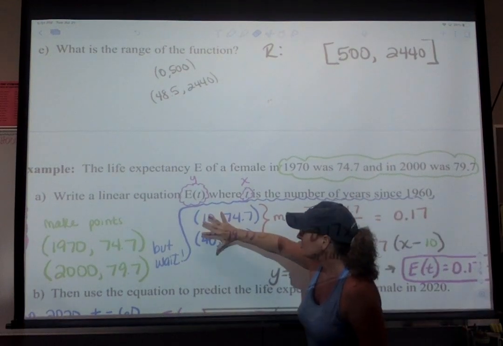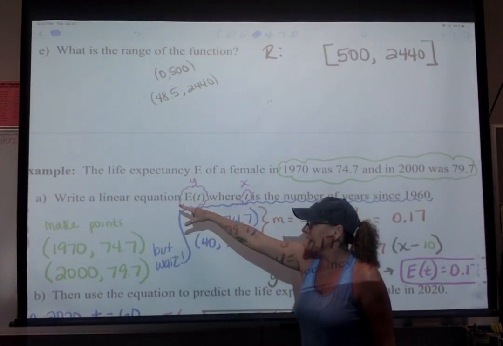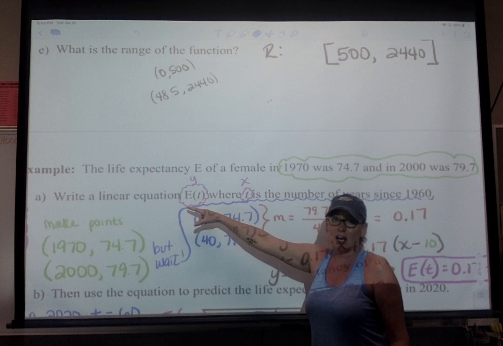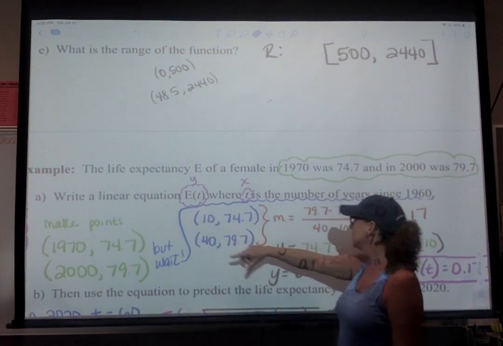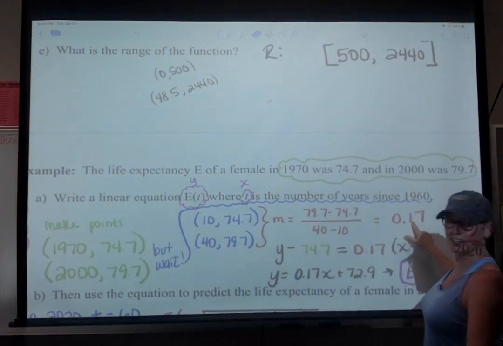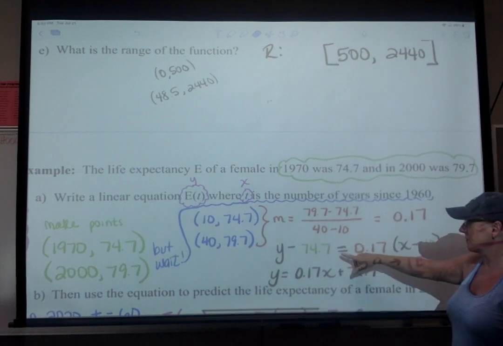All right, so I've got 2 points. I'm working on writing a linear equation. I don't really think I need to go over this, do I? I'm going to find the slope. It's kind of yucky, but I used my calculator. I'm going to write an equation.